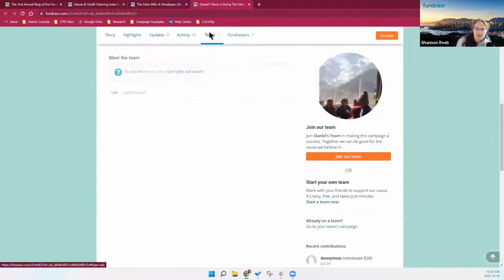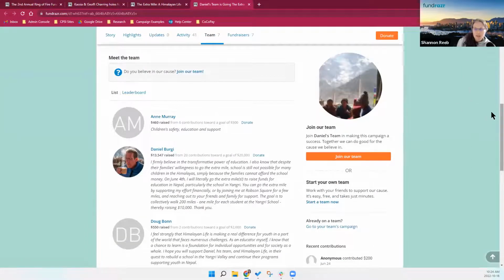There we go. Daniel's got a team of 7. Okay, so this is a sub-campaign owned by a team. Now this team shares one sub-campaign, but FundRazr, the platform, knows when each individual team member inspires contributions.